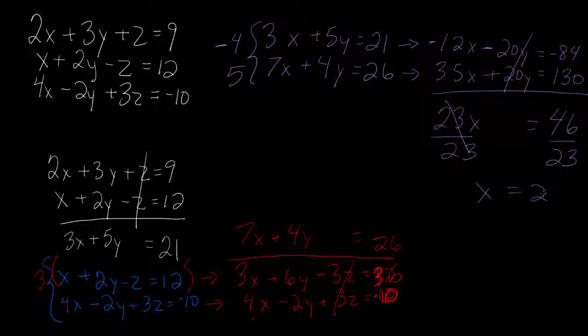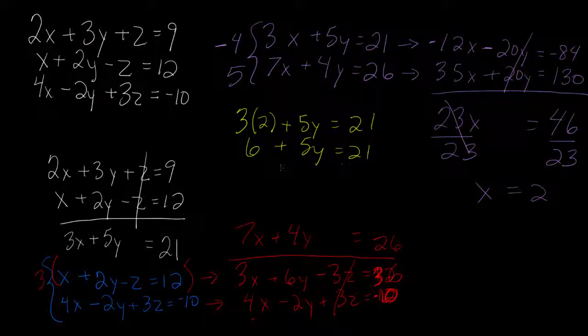So you're going to plug that 2 into any one of these two equations here. Let's just say I plug it into the top equation. So I would have 3x plus 5y equals 21. 6 plus 5y equals 21. Subtract 6 from both sides. 5y equals 15. Divide both sides by 5. And y equals 3. So now we have our x, we have our y, but don't forget about the z.